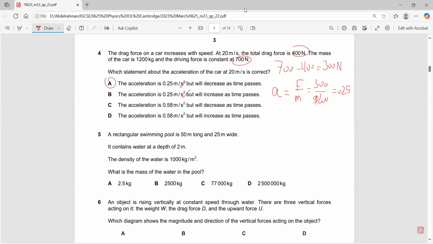Let's say a rectangular swimming pool is 50 meters long and 25 meters wide, contains water at a depth of 2 meters. The density is 1000. What is the mass? Mass equals density times volume. 1000 times 2 times 50 times 25. This is the volume. It's a huge mass, 2,500,000 kilograms.